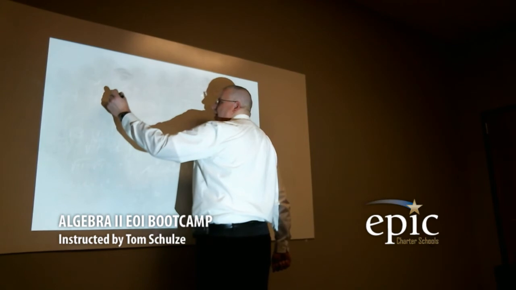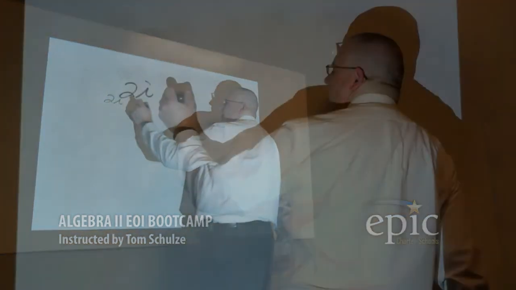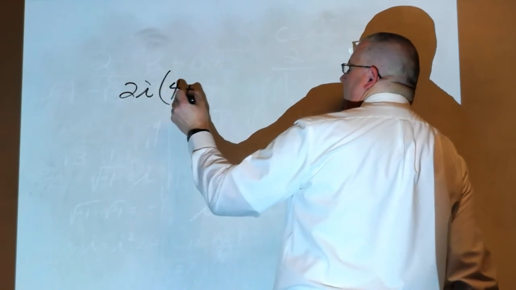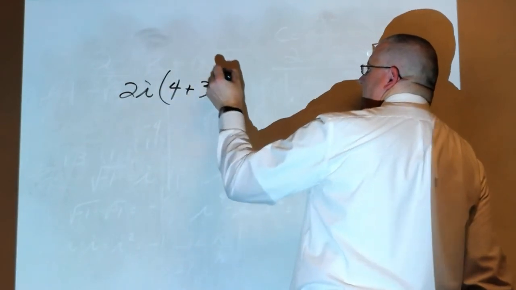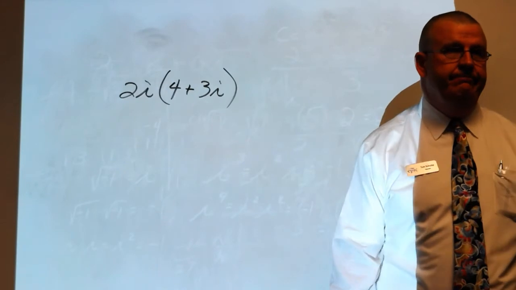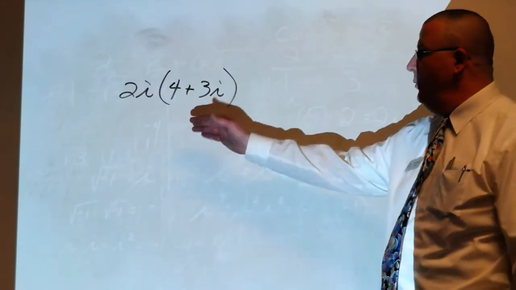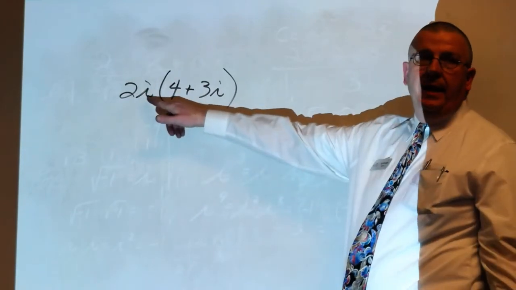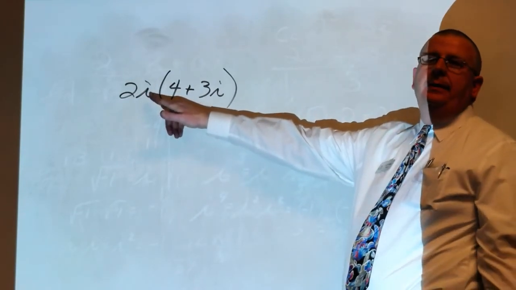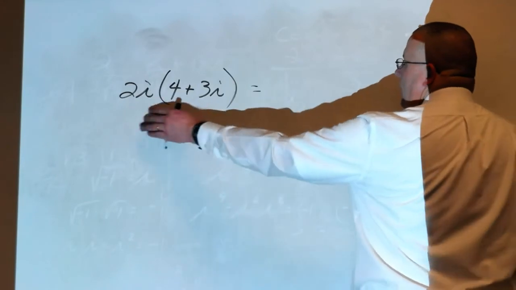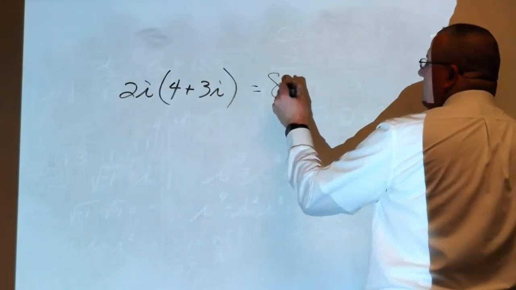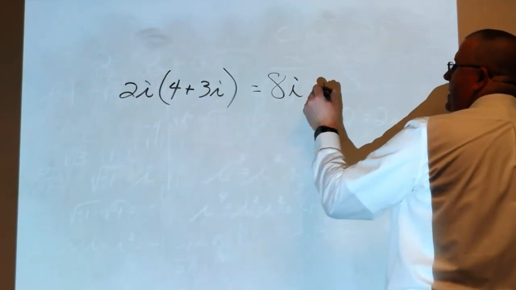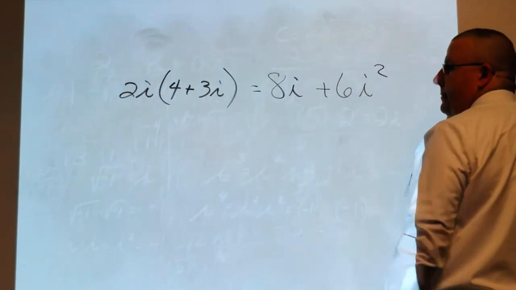Let's take this 2i times 4 plus 3i. We're going to simplify this. All right? We'll distribute. We're going to use our rules of multiplication, rules of algebra. It works the same. We're going to treat i like it's a variable. It's not. We're going to treat it like one though. 2i times 4 is 8i. 2i times 3i is 6i squared.